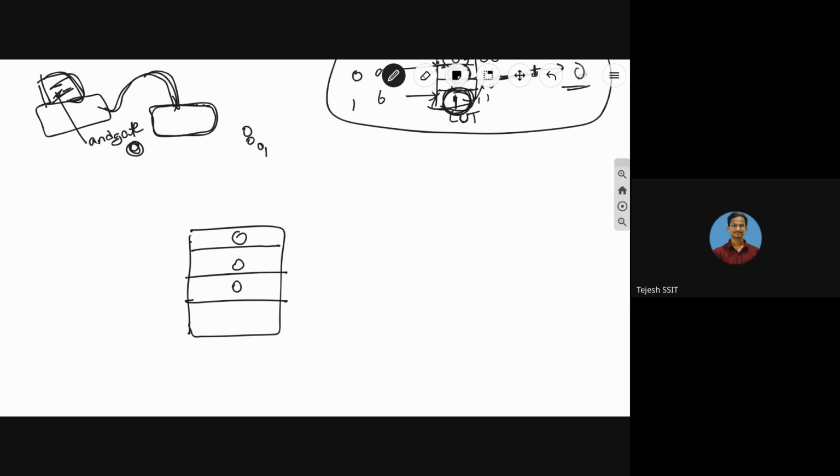Zero zero zero one. Sir, we have a small doubt. How do the values come to these LUTs? How do they know these LUTs? How do the values come into the LUTs in the FPGA board?